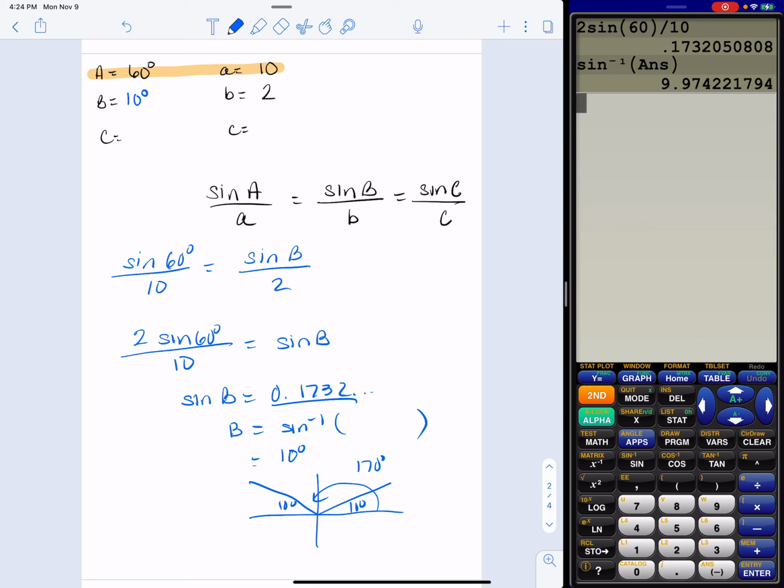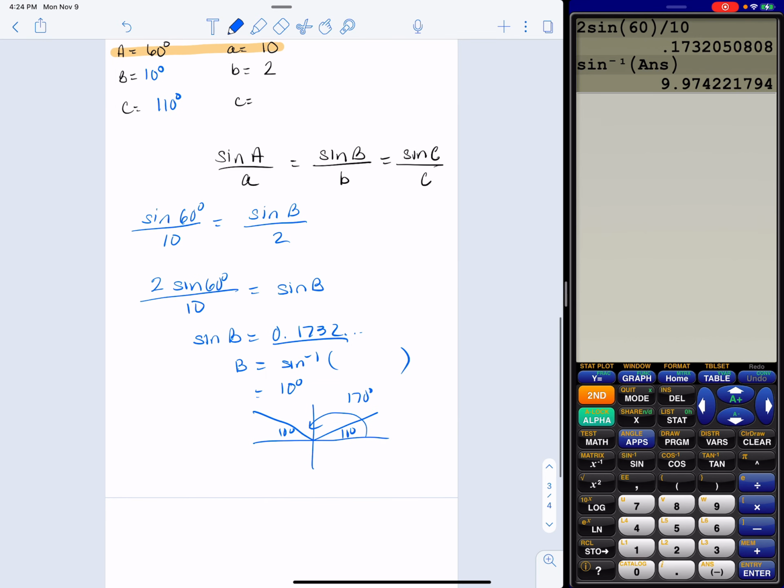So then we continue on, and we notice we can find the third angle now because we know two of them. The sum of the three angles has to be 180. So that means I have 60 and 10 is 70, so this is 110 degrees. And from there, we can find side C. I'm going to continue to use the A information because that was given. So I have very little chance of inaccuracy here.